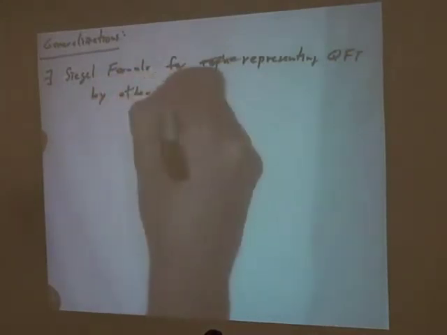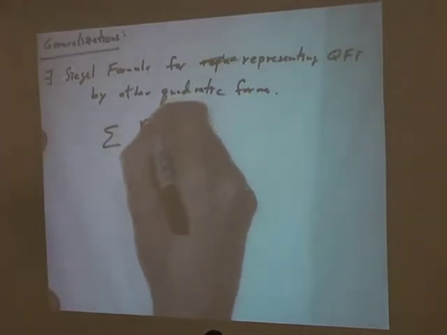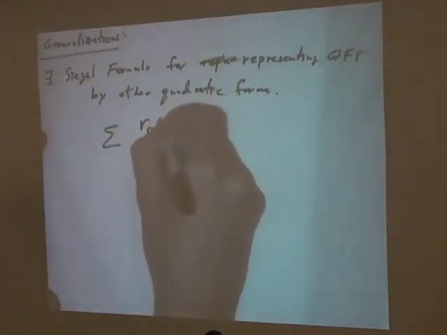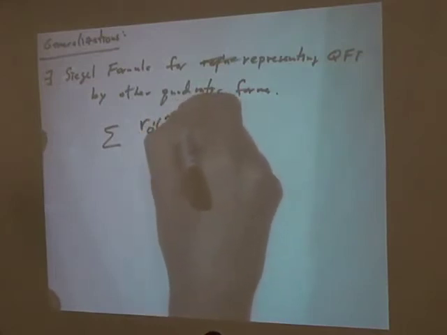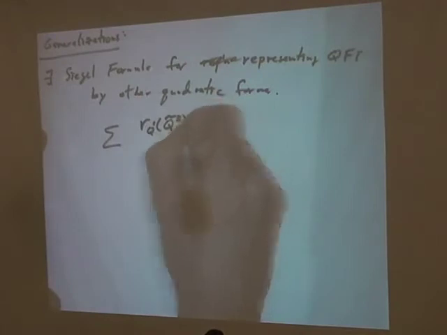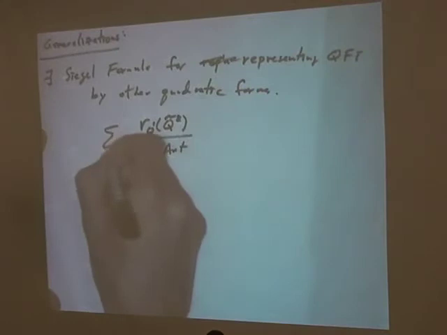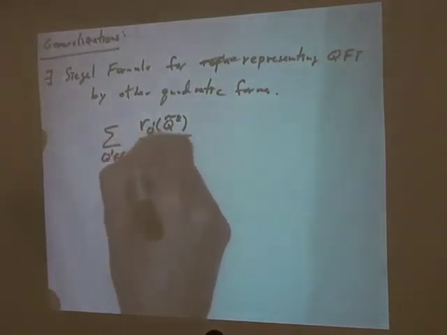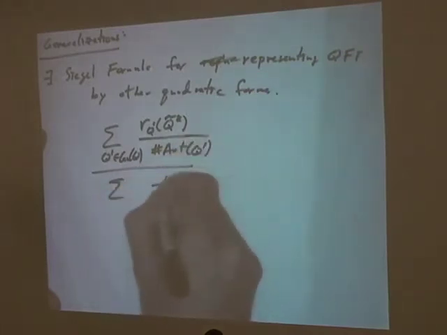Quadratic forms by other quadratic forms. Okay. In particular, what it does is it tells you exactly the same kind of thing, but now I have a quadratic form R sub Q, and let's say there's some Q prime, Q tilde, R sub Q tilde. This is some quadratic form over the number of automorphisms. This is a Q prime, again, in the genus of Q prime, over a sum of 1 over the number of automorphisms.